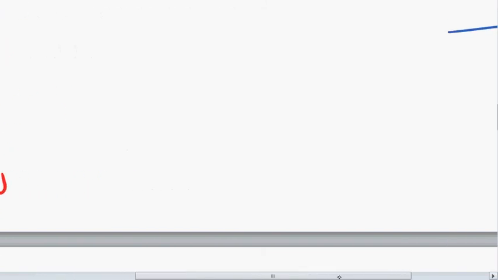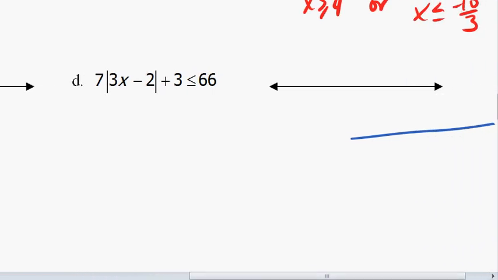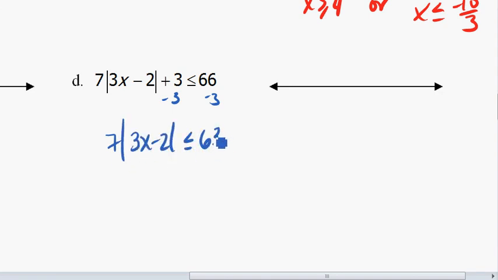So let's take a look at example D. In example D, the absolute value is not by itself. So we can't evaluate whether or not there's no solution or infinitely many. We have to get the absolute value by itself. First, we take care of the 3, and we subtract it on both sides of the inequality symbol. We get 7 times the absolute value of 3x minus 2 is less than or equal to 63. Then we divide by 7 on both sides. We still have the absolute value of 3x minus 2 is less than or equal to 9.